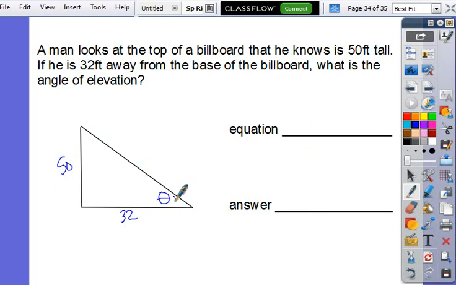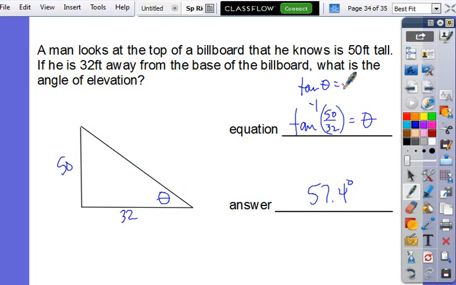So what you do is realize what rule is it? Tangent. So I'm going to do inverse tangent of 50 over 32 is my theta. Make sure you do the inverse. It'd be 57.4. All right, so all you're going to do, and really you could set it up as tangent of theta equals 50 over 32. I would take either one of these right here. All right. Are there any questions on the word problem stuff?